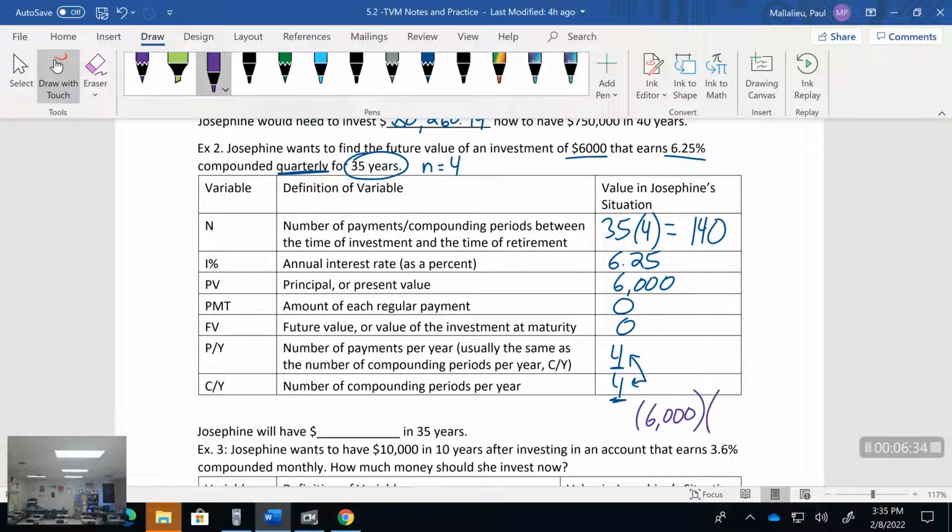That's the present value. 1 plus our 0.0625 is our interest rate. 4 times a year that it's compounded. So if there's an N there, there's also an N there. And then over 35 years. So you put that all in the calculator, and it will tell you that Josephine will have $52,580.51 in 35 years. So that would be one way of doing it.